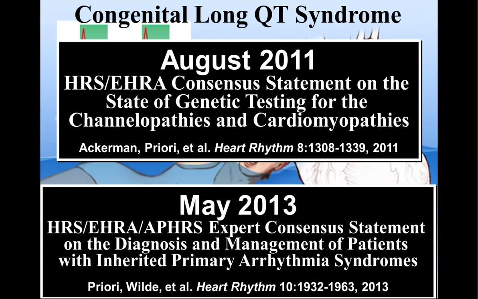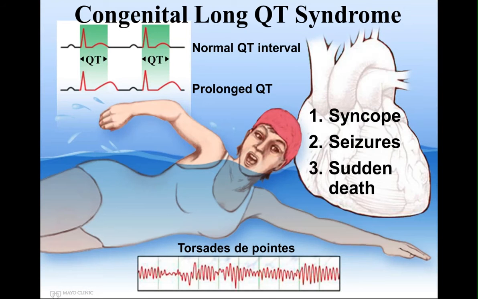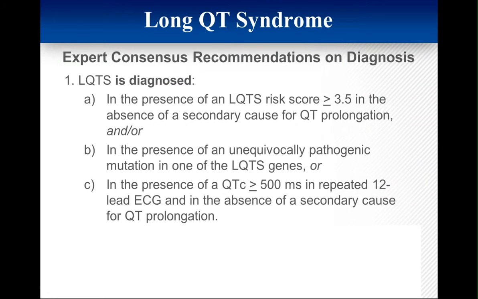And 3 years ago, we had the latest consensus statement on the diagnosis and management of patients, and this is a document that you should be acquainted with. So when we think of long QT syndrome, and we're going to start with the diagnosis, the consensus statement says that you and I now render a diagnosis of long QT syndrome in a patient when their score is greater than or equal to 3.5, and you and I cannot blame away the QT prolongation with an acquired factor.